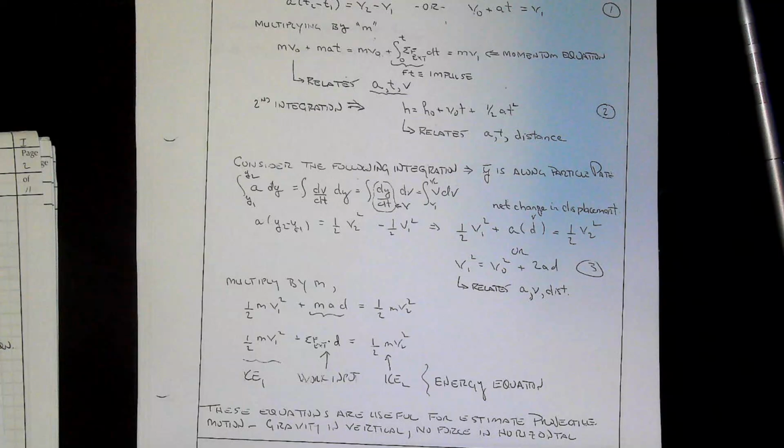So these equations are useful for estimating projectile motion, which you've done before, gravity in the vertical. But note there's no force in the horizontal, so whatever velocity you have going across, we presume we're in a vacuum and the velocity never changes. So you'd apply these equations in the y, this is what you're used to doing, and then velocity times time is distance covered in the horizontal. So these are the things you've seen before, and we're going to practice some projectile problems.